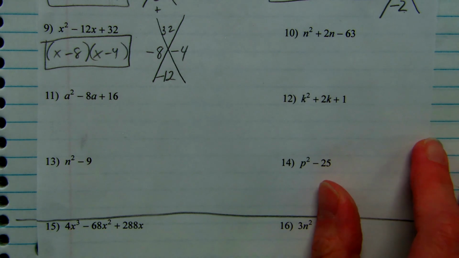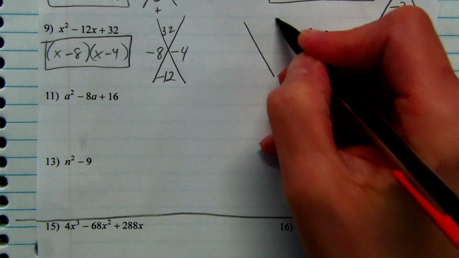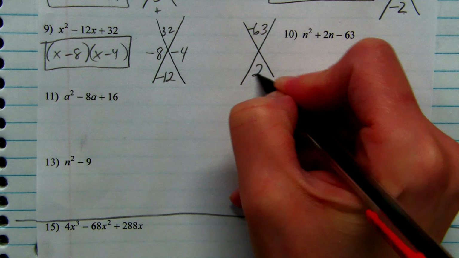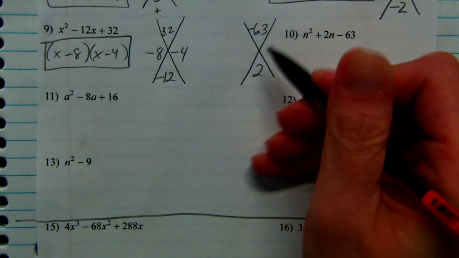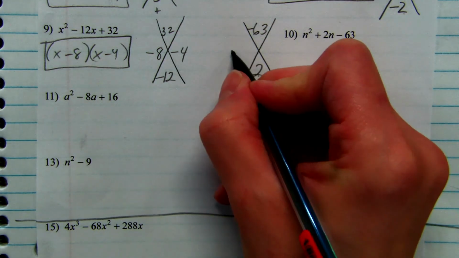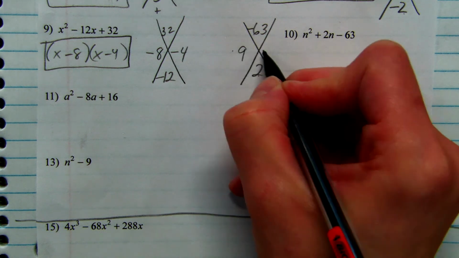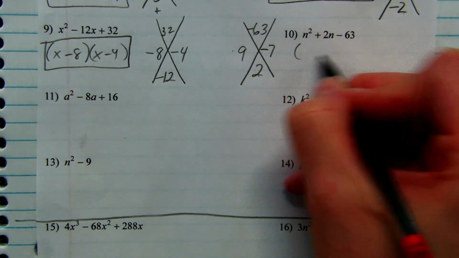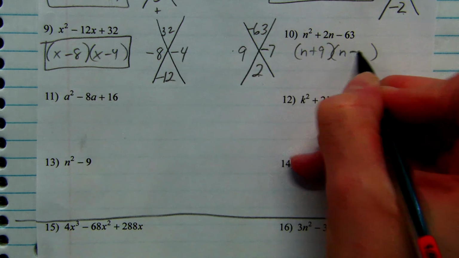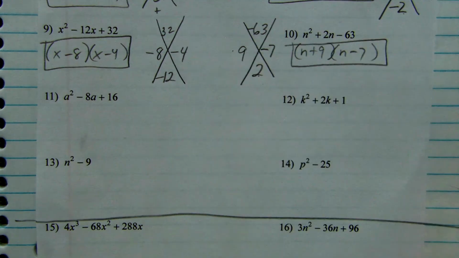Okay, so if we look at number 10, we are multiplying to get negative 63 and adding to get positive 2. So you're actually thinking of numbers that multiply to make 63 that have a difference of 2. 9 and -7. So positive 9, negative 7. I'm using n for my variables, so n plus 9 and n minus 7.